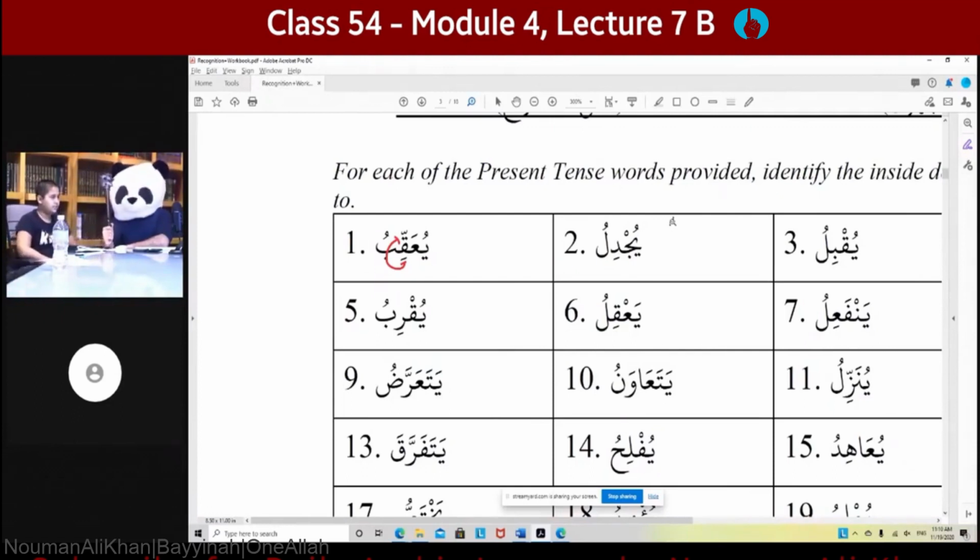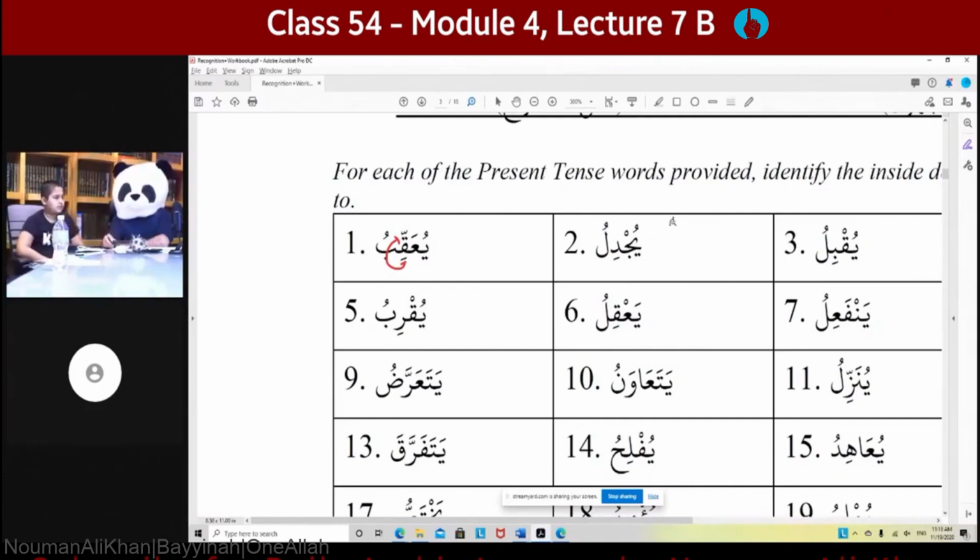Yukrabu. Oh my God, this helps. Teaching tool. Yaqilu. Is it passive? No, it's just present. It wants to be present passive. So it'd be Yuqalu. Yuqalu. Good.